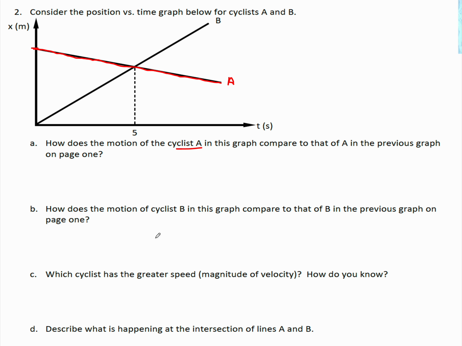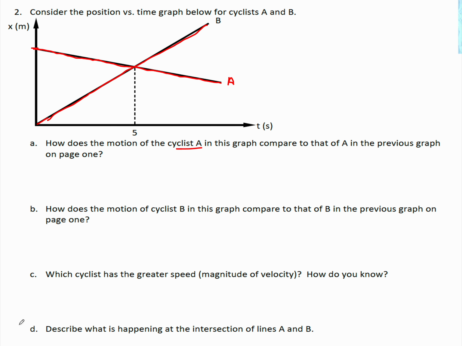How's the motion of B in this one compared to B in the previous one? In a lot of ways, I think it's similar. If I remember correctly, B started out at the origin and ended up over here. So yeah, it's also very, very similar. Which cyclist has a greater speed? That's the magnitude of velocity.